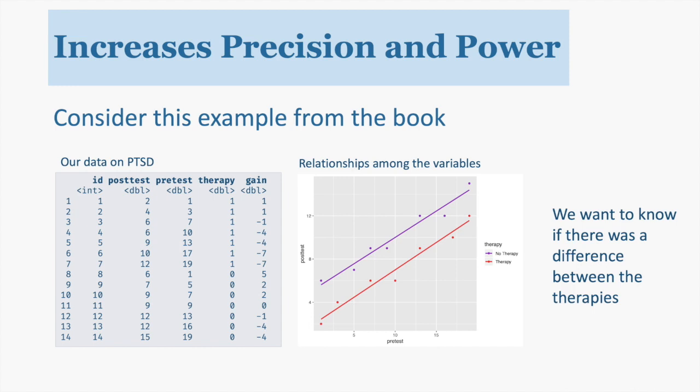The first one, increases precision and power, can help if you consider the example from the book where they have data on PTSD, post-test, pre-test, therapy, and gain. We want to know if there was a difference between the 2 therapies. So you can see there's therapy 1 and therapy 0.